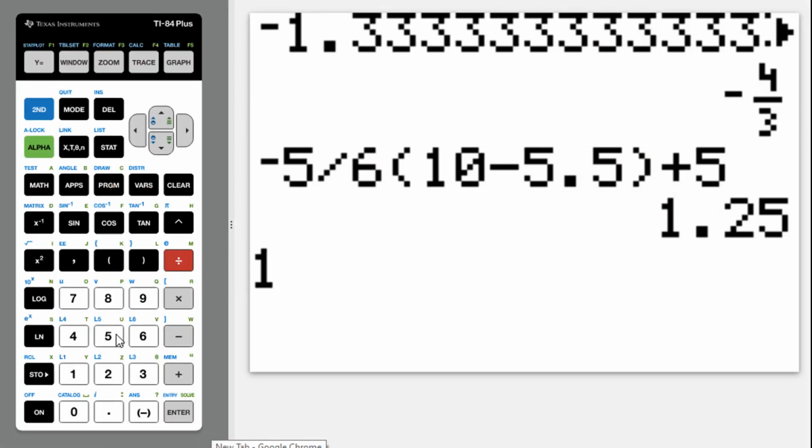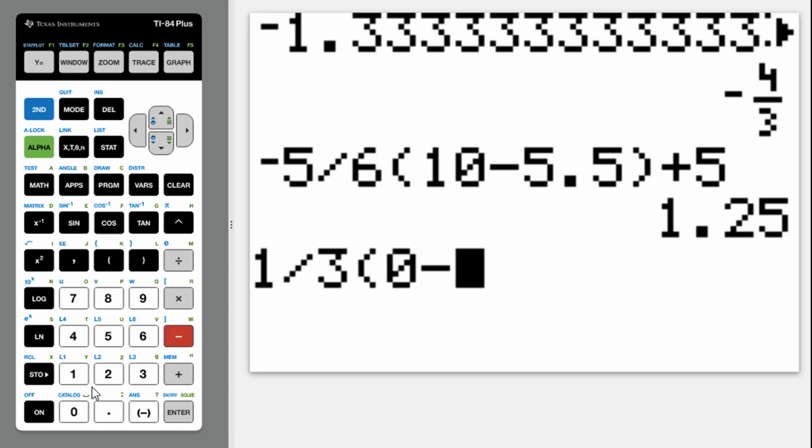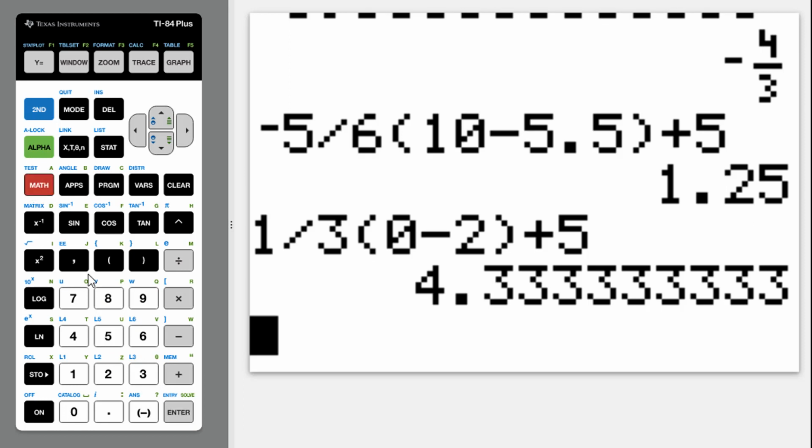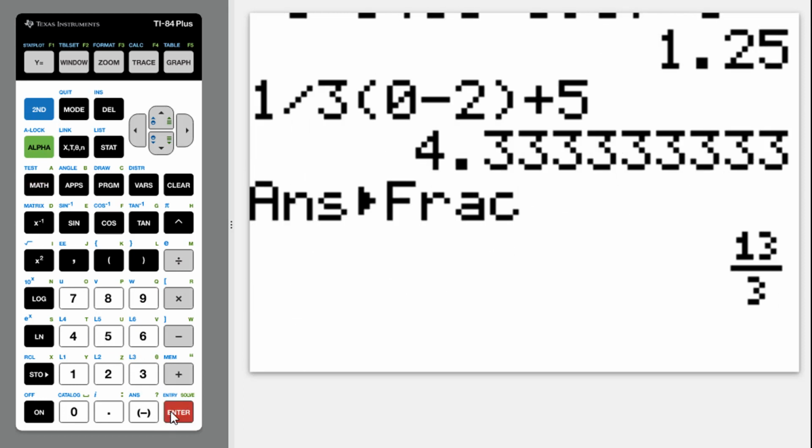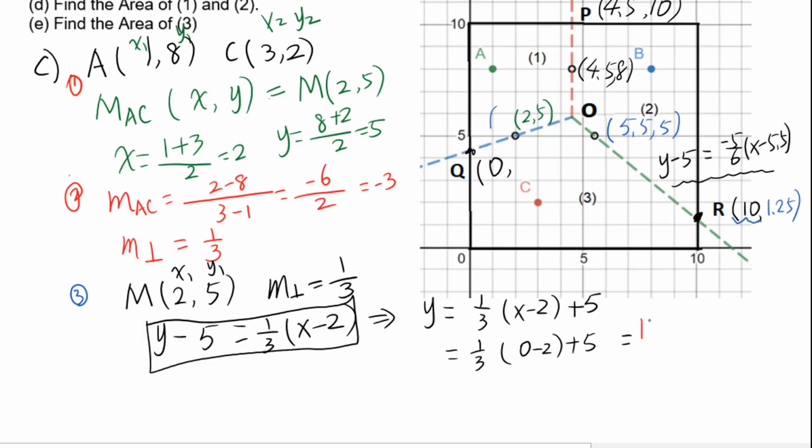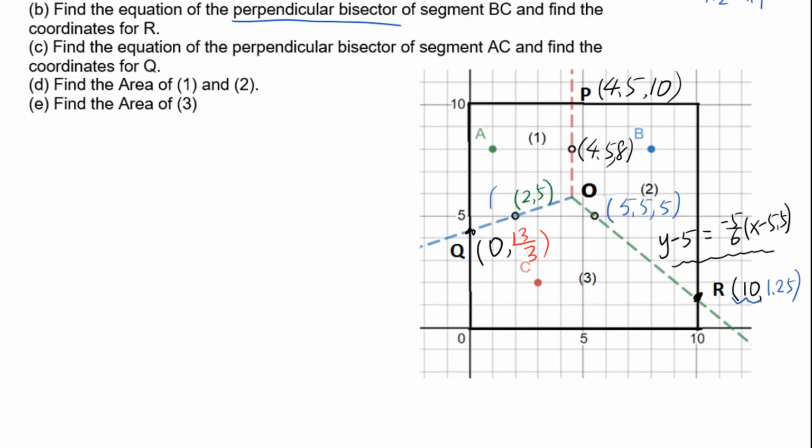1 divided by 3, parentheses, 0 minus 2, then plus 5. Then go to enter. Math, enter, enter. We try to get the accurate answer, 13/3. So we get 13/3. Now let's go to D.